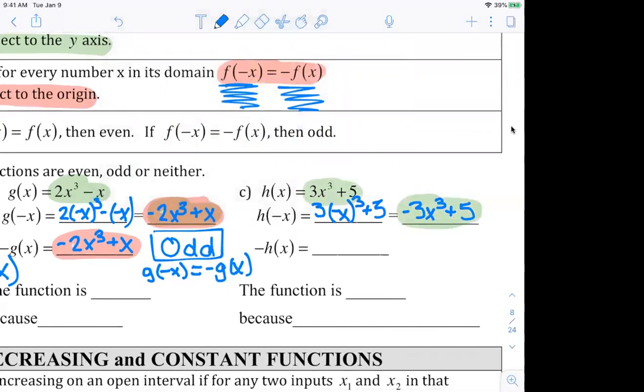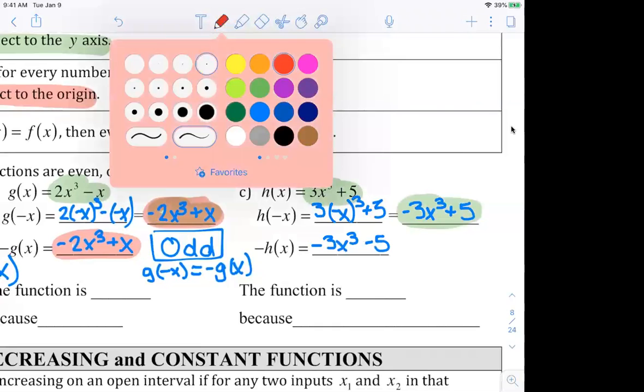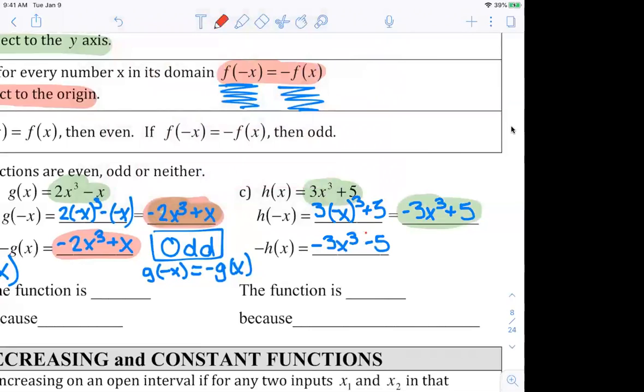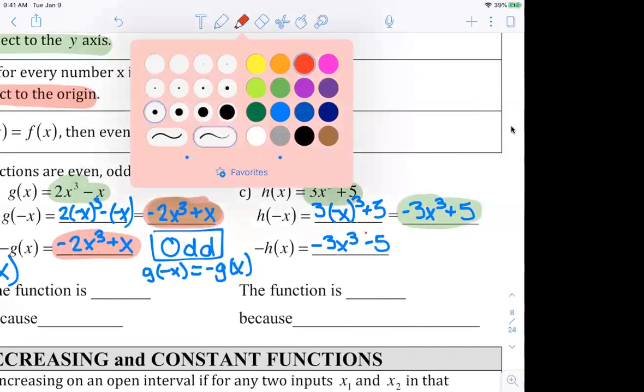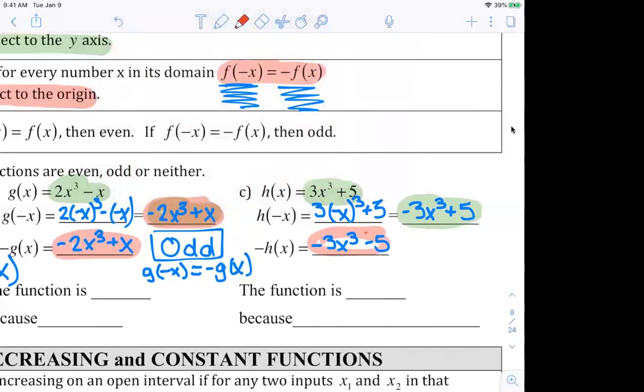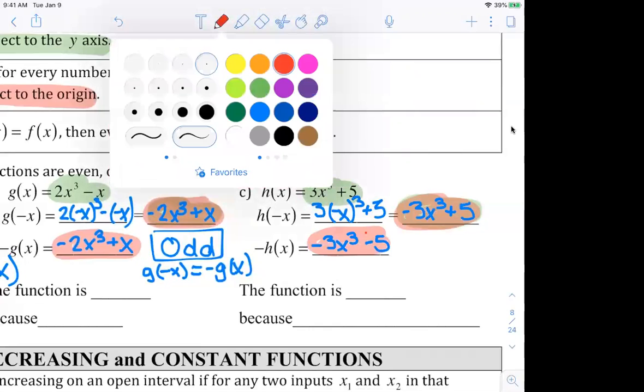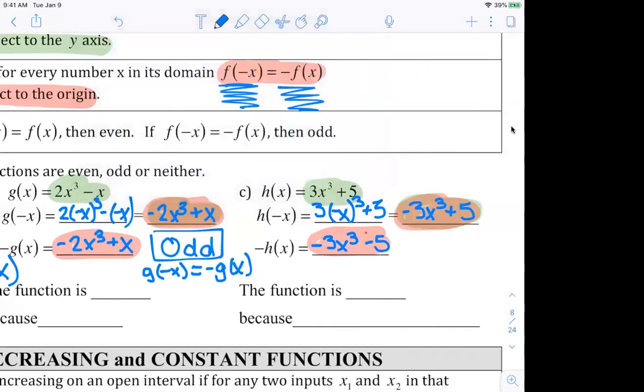So I'm going to go on and check negative h of x, which just flips all the signs. And for this one, remember, you're not checking back with the original one. You're checking, does negative h of x equal h of negative x? So you're going back to check this one. And the answer is no, because one's a minus 5 and one's a plus 5. So this one happens to be neither.